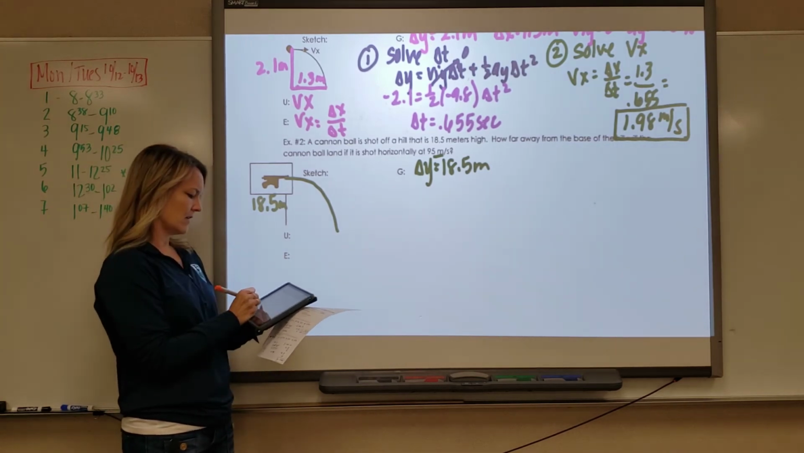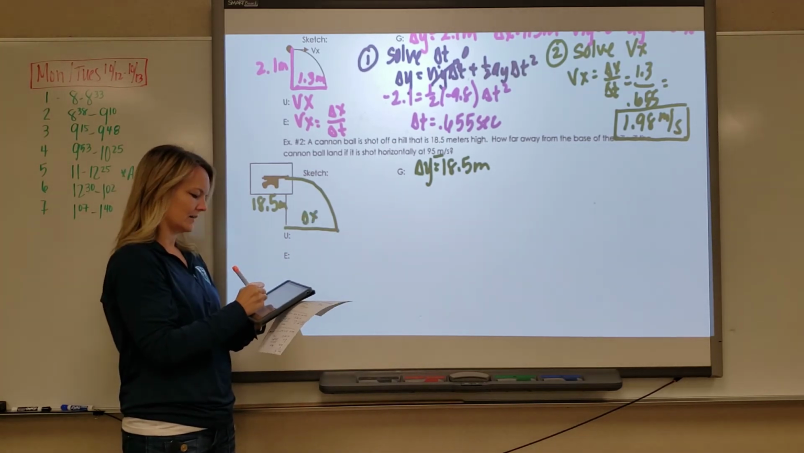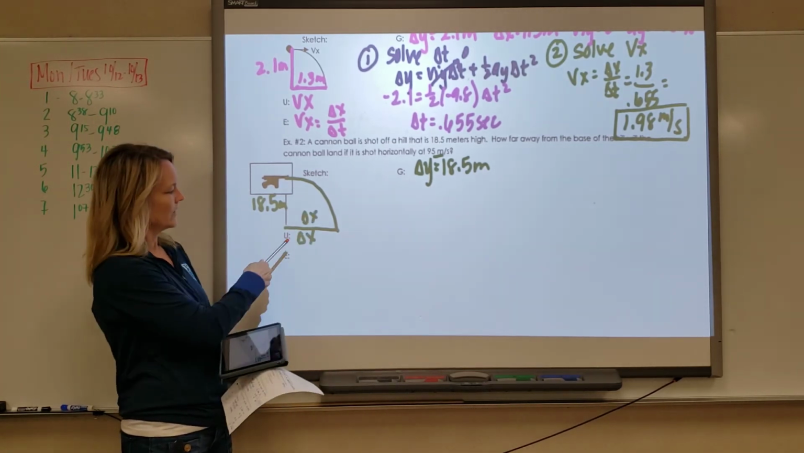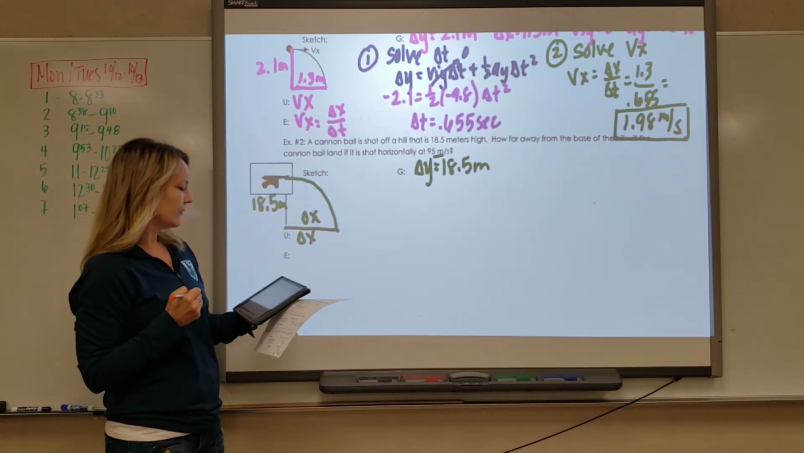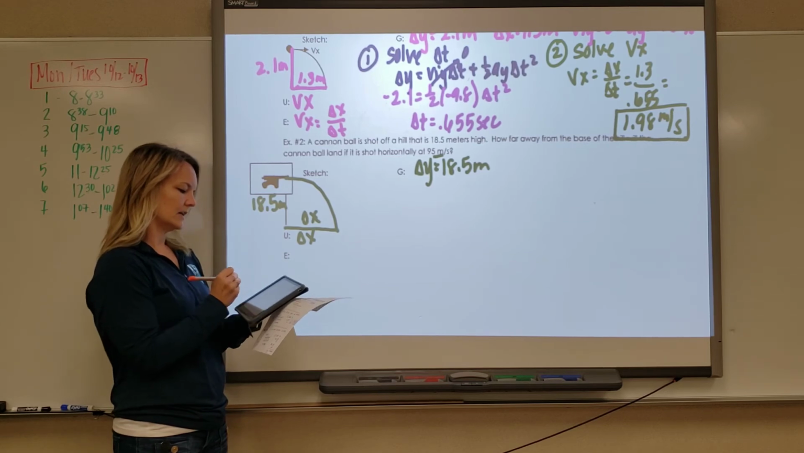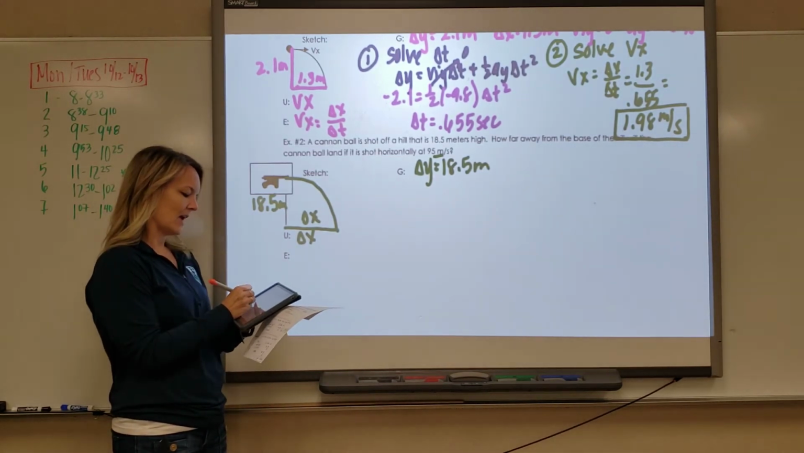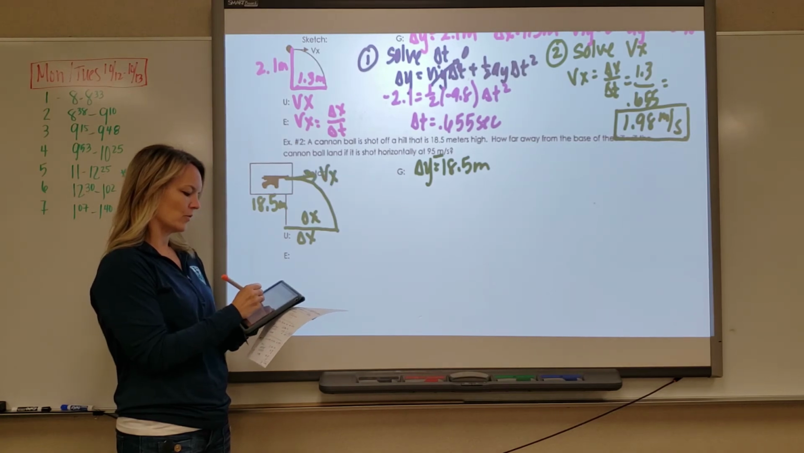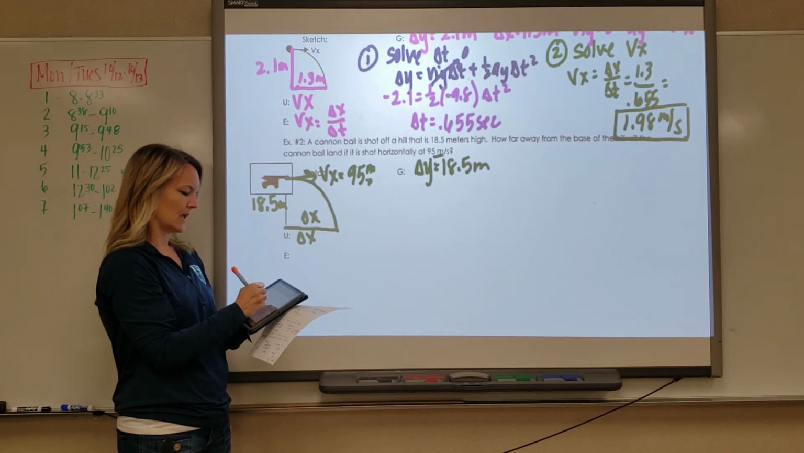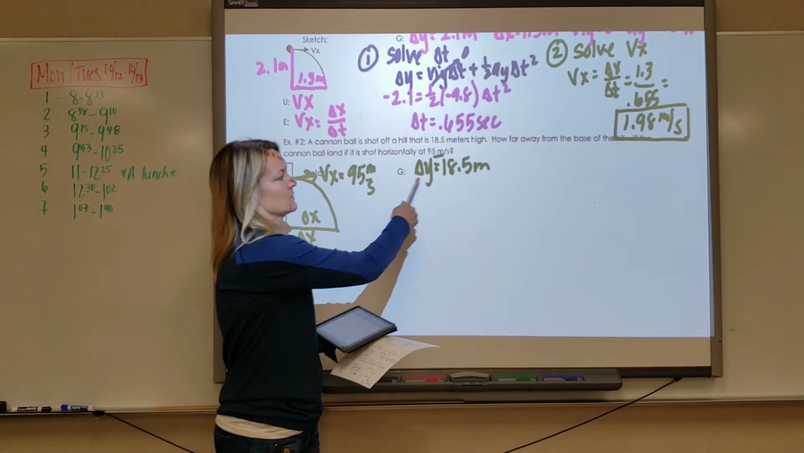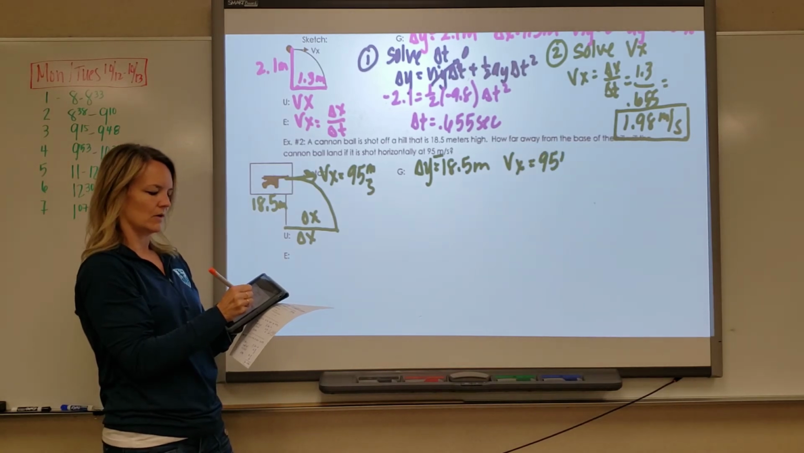How far away from the base of the hill will the cannonball land? So the base of the hill is right here. That is delta x. So I am solving for delta x. If it is shot horizontally at 95 meters per second, that's my vx. That's the push outward, 95 meters per second. So I'm just going to write that as one of my givens as well. My vx is 95 meters per second.